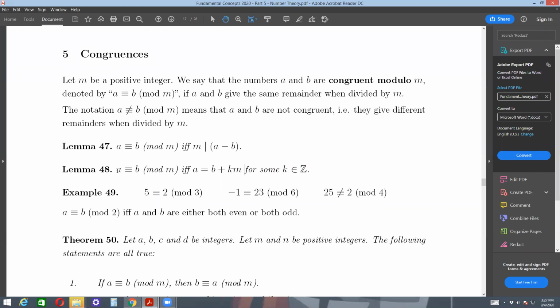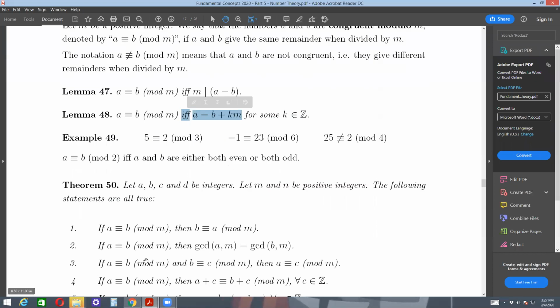Right, so again, if A is congruent to B mod M, that's the same as saying A is equal to B plus some multiple Km. So when you're proving things with congruences, this is usually the way to do it if it's a basic proof, like one of these things on here for theorem 50.